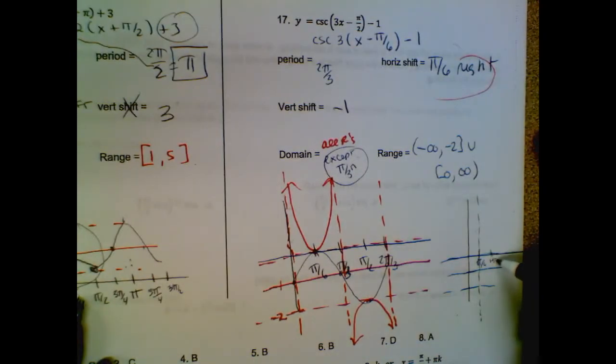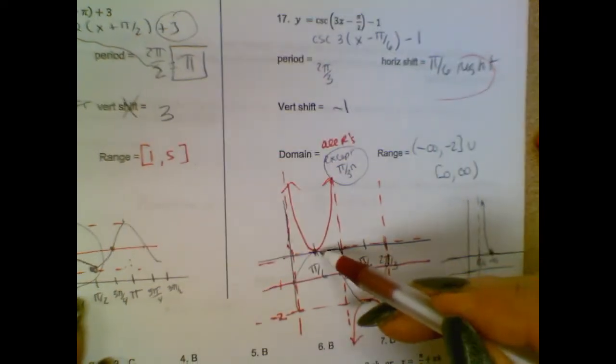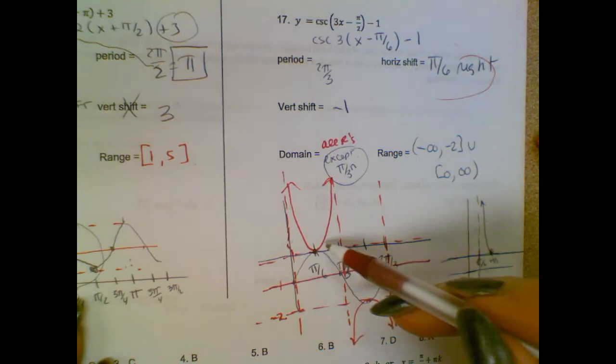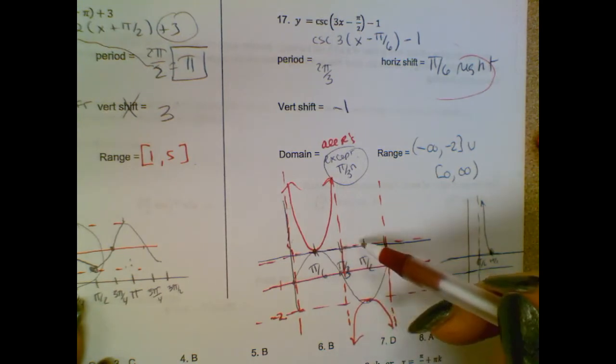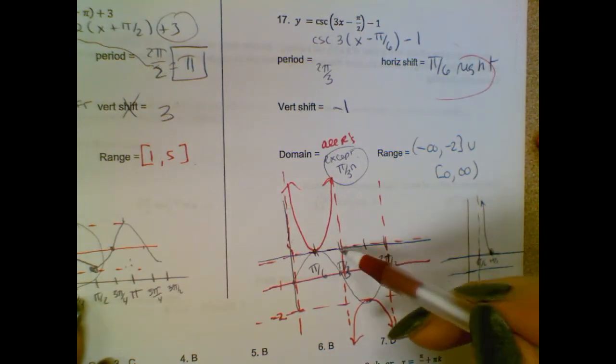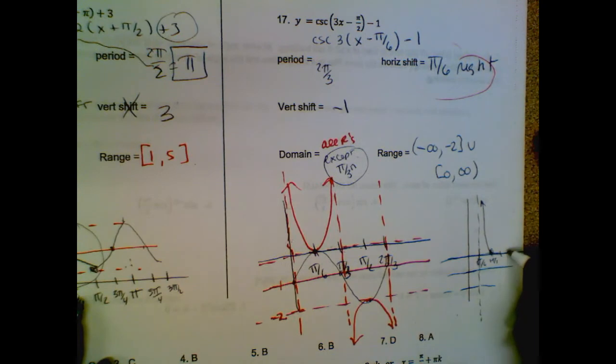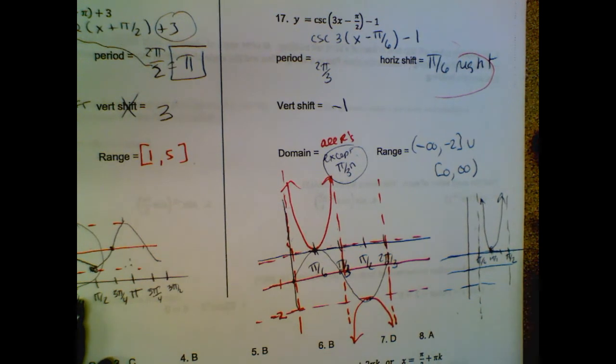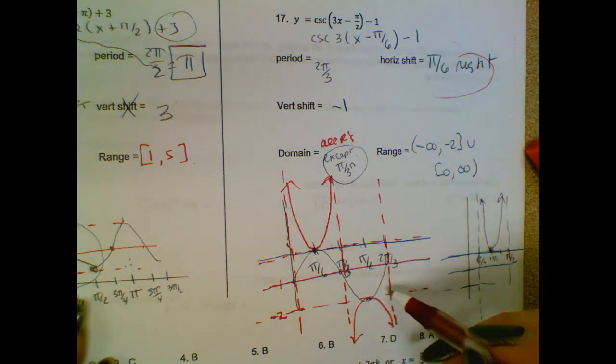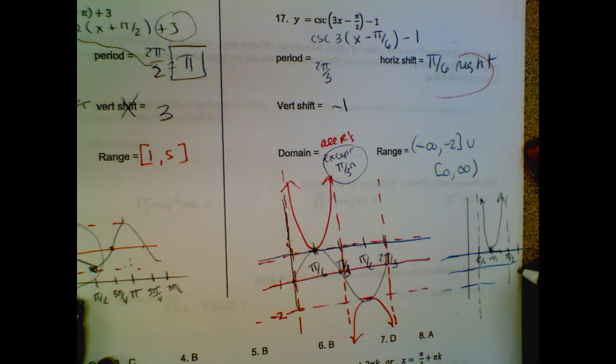So at pi over 3, I'm going to have the up part, and then moving everything over pi over 6. So if I move my next asymptote over pi over 6, it'll be at pi over 2. So this is pi over 2. So 2 pi over 3 is going to be the down part.